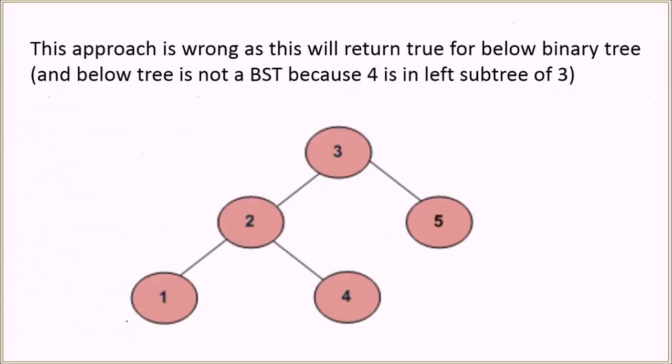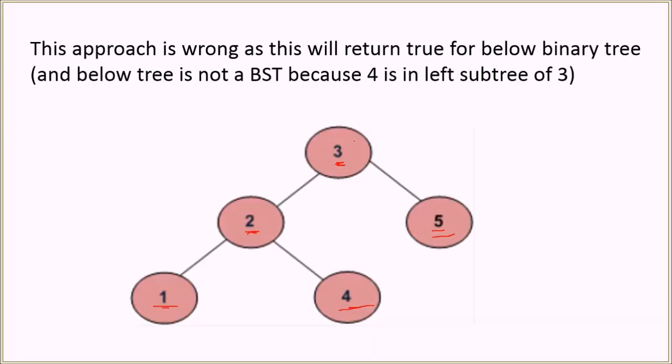Let's see. If we are given this binary search tree, it will compare 3 with 2 here. Yeah, 2 is smaller than 3, fine. It will then compare 3 with 5. Yeah, 5 is greater than 3. It's good. Now it will compare 1 with 2. 1 is smaller than 2. Then it will compare 4 with 2. So 2 is smaller than 4. So that is also fine. Then we have 1, 4 and 5 which are leaf nodes. So basically these are binary search trees. So our algorithm will say that this is a binary search tree.